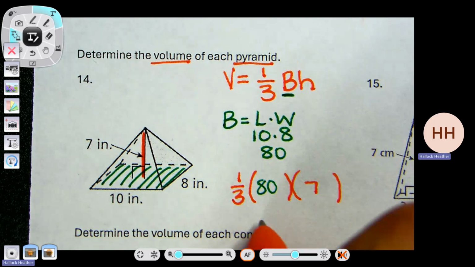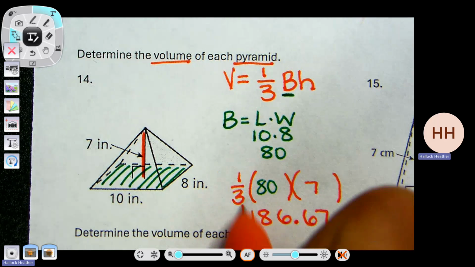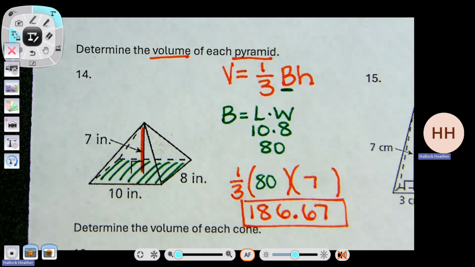186 point what? Yeah, because it's like 0.666666666. So it's like 0.6 repeating, not 1/6. Technically, 7.